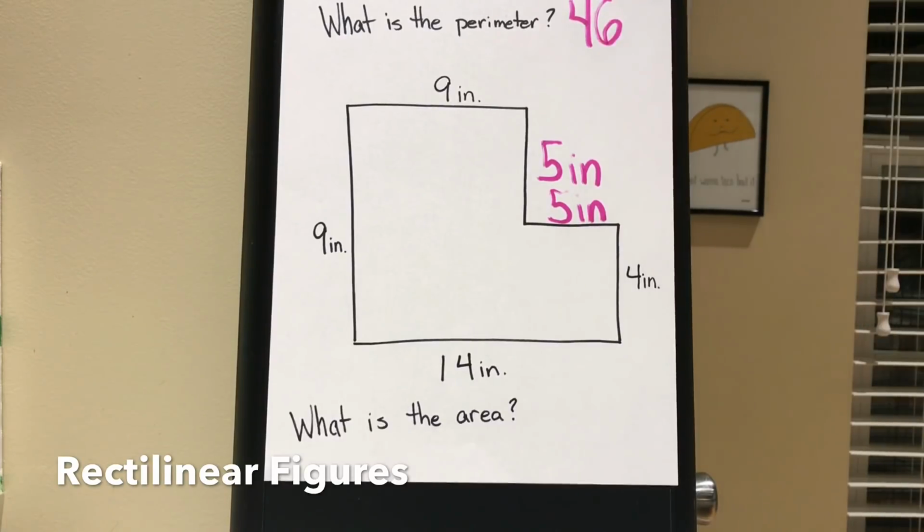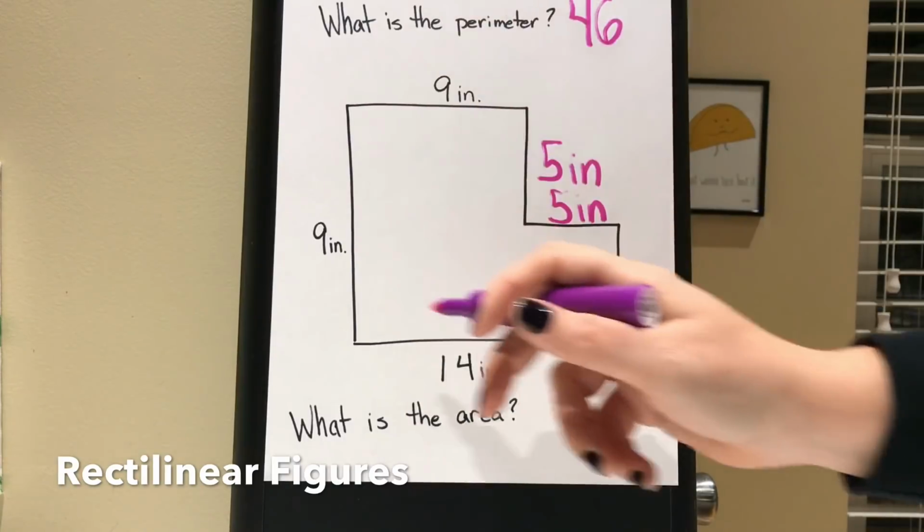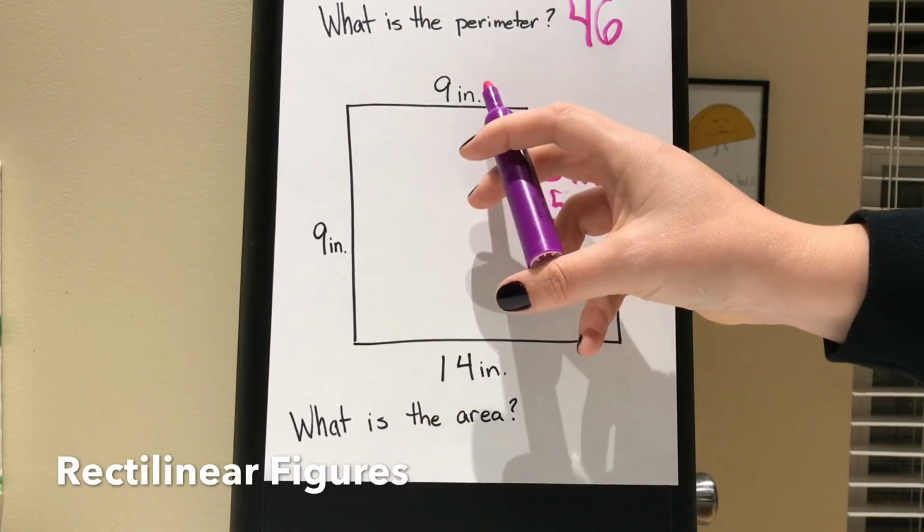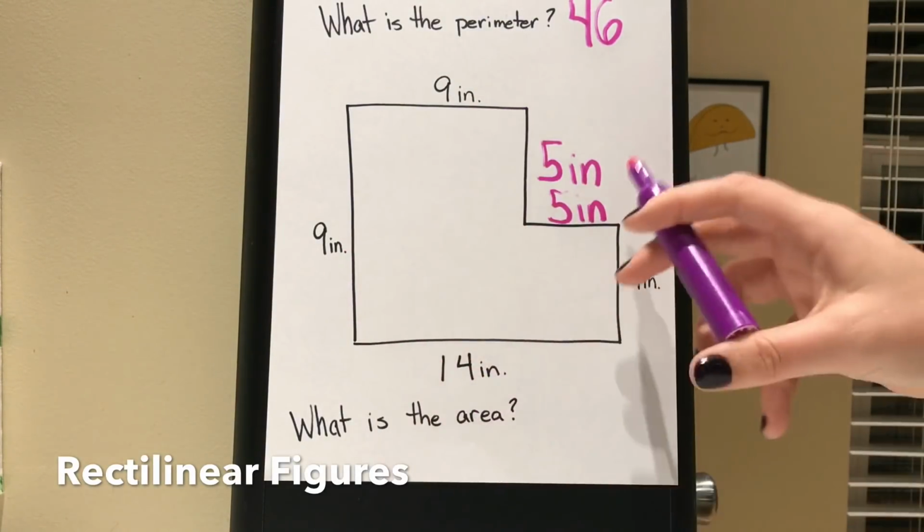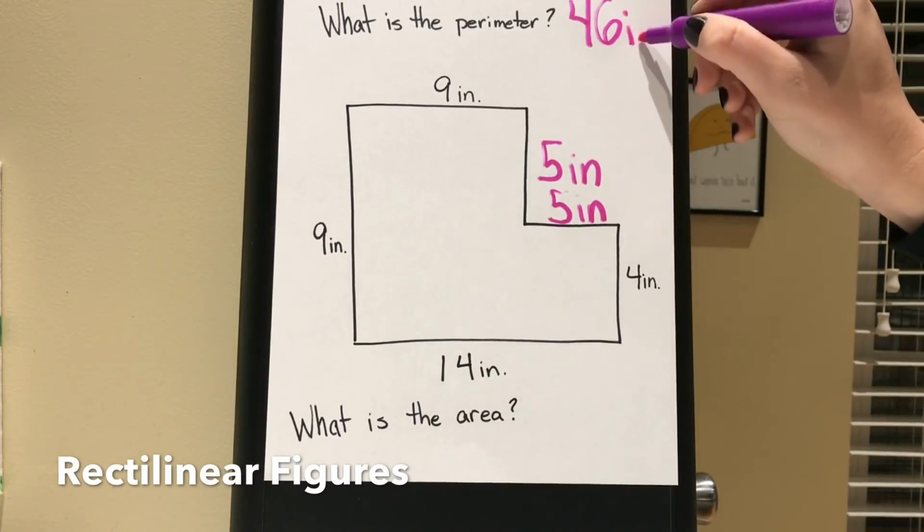Then we have to take a moment and think about how we label perimeter. Well, perimeter, since it's just adding up our outside, is just in our unit. So here, in this situation, it would be in inches.